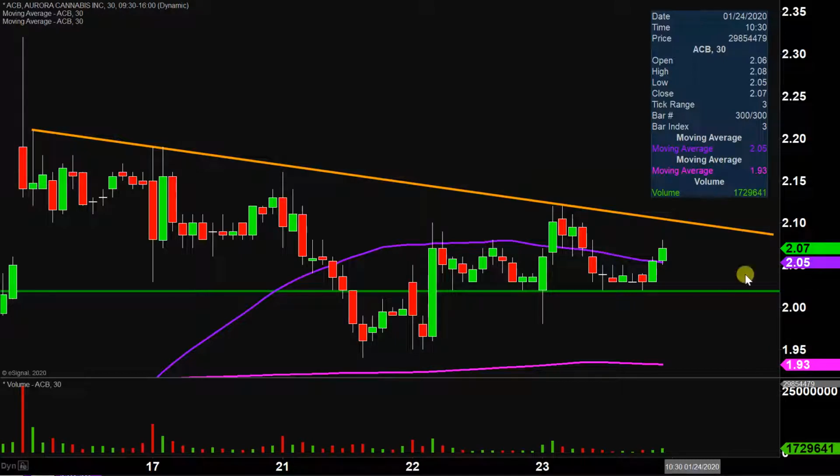But we'll see what happens with it. The price is within striking distance of that trend line, so let's see if the bulls can get the breakout or not.